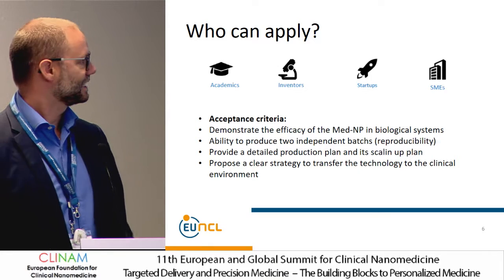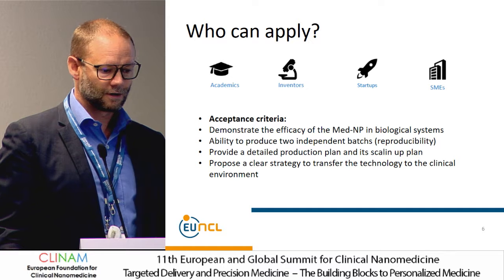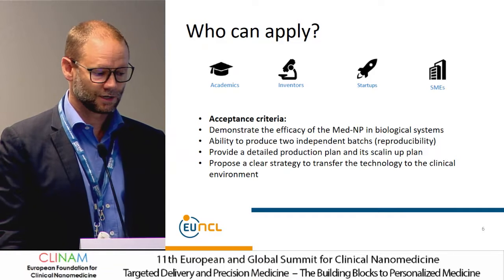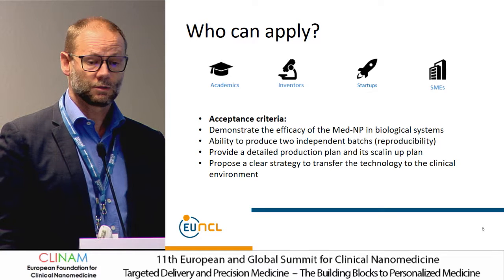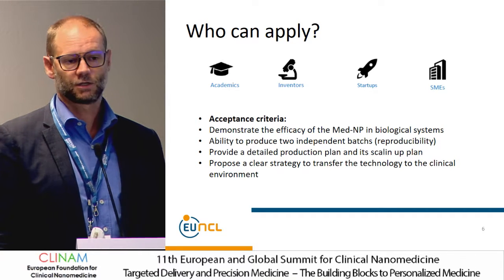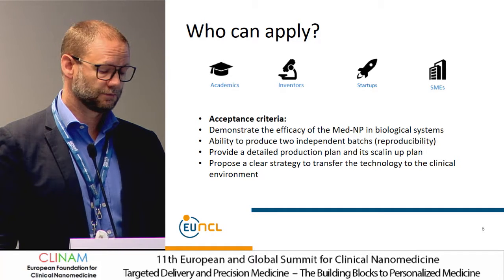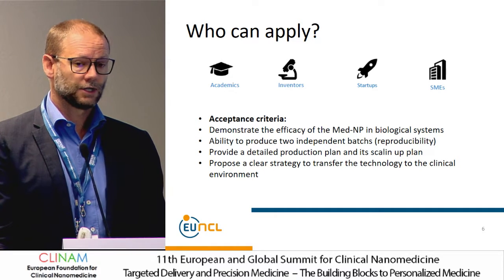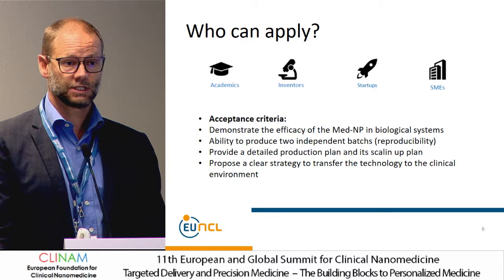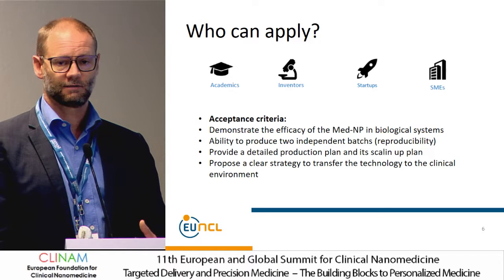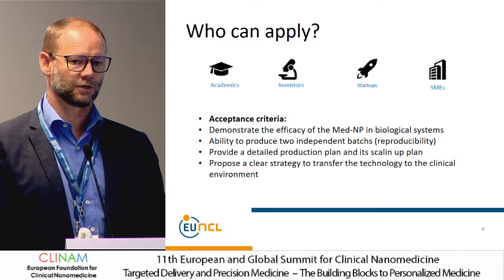Almost everybody, let's say, academics, industries, whatever the size of the industry, or even inventors on their own. So the biggest acceptance criteria are to demonstrate efficacy, of course, in a biological system, in vivo preferably, the ability to produce 2 different batches, to provide a detailed production plan, meaning scaling up, and to propose a clear strategy to go to the clinics, because sometimes we have applications where you think science first, but the aim of those products is to go to the clinics.